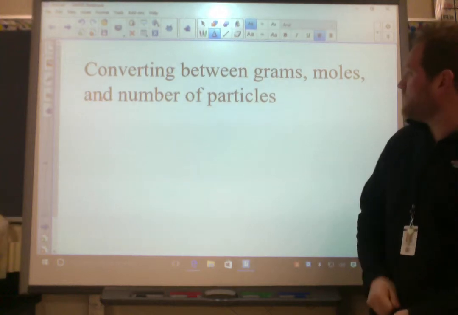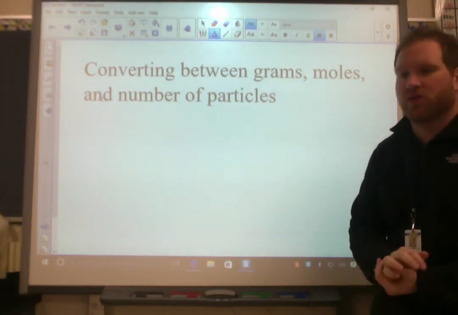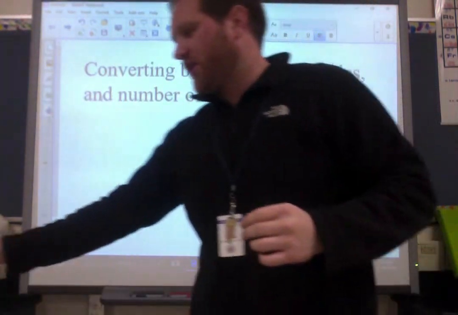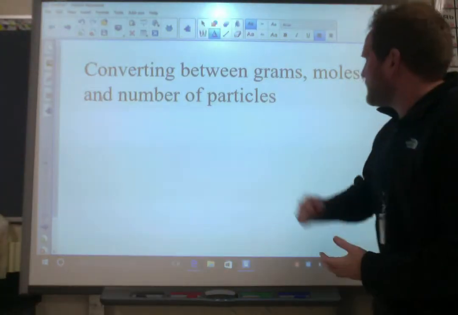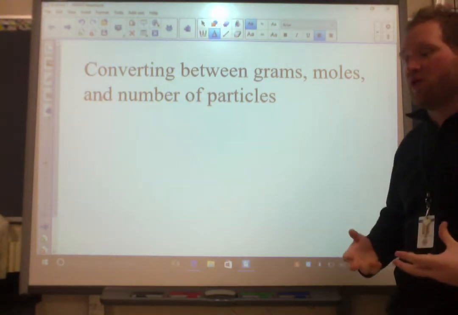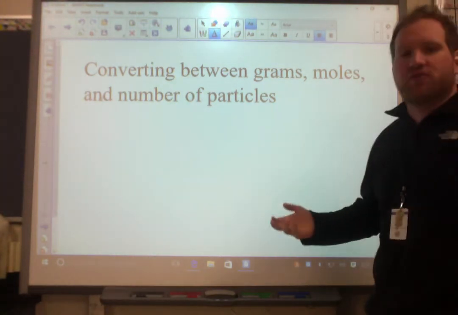Going to be talking about how to convert between grams, moles, and number of particles. For this, you're going to need a periodic table, and you'll need your calculator. So grams, that's mass. Moles is a way of measuring the number of particles. It's just a very useful unit.